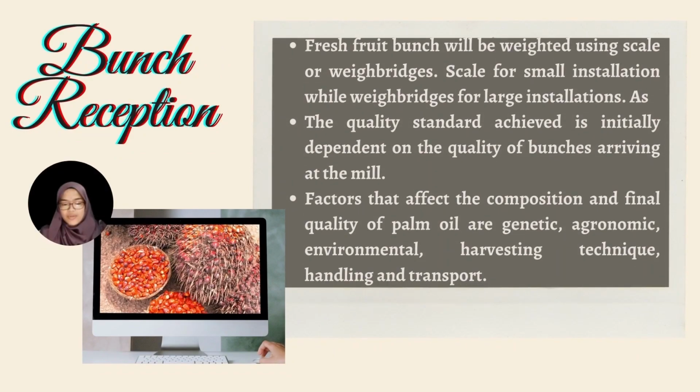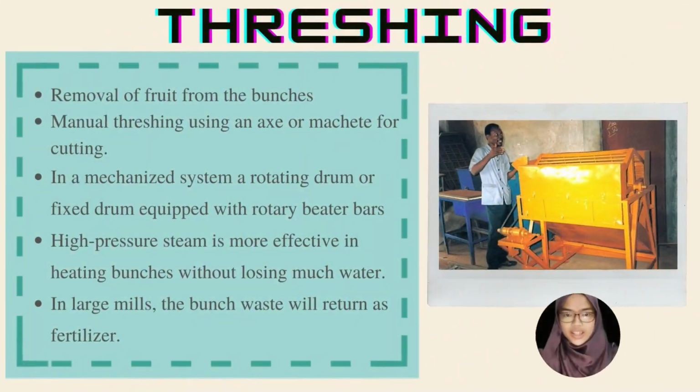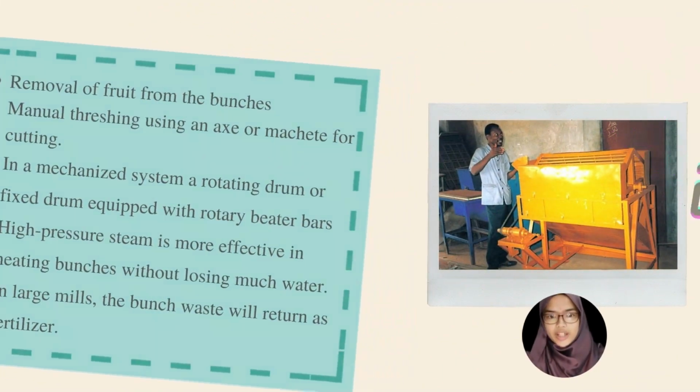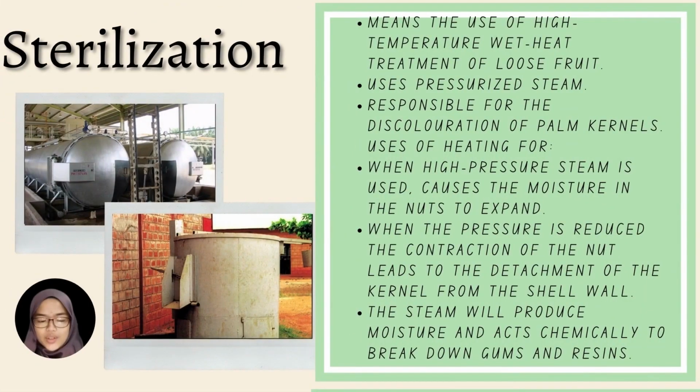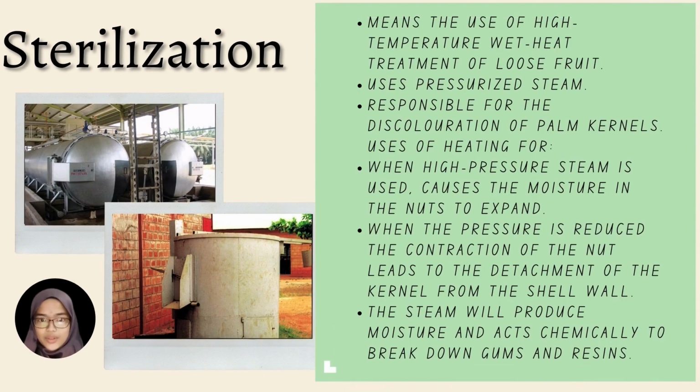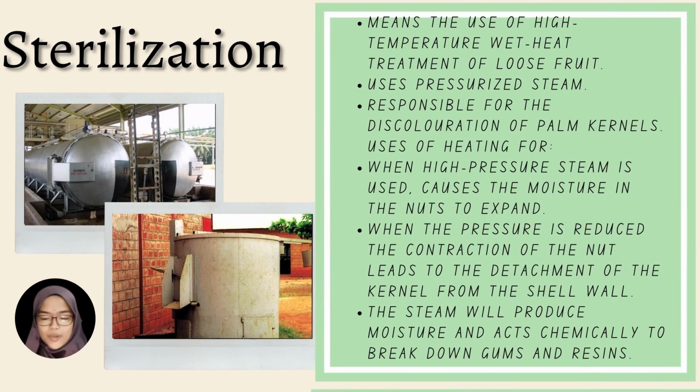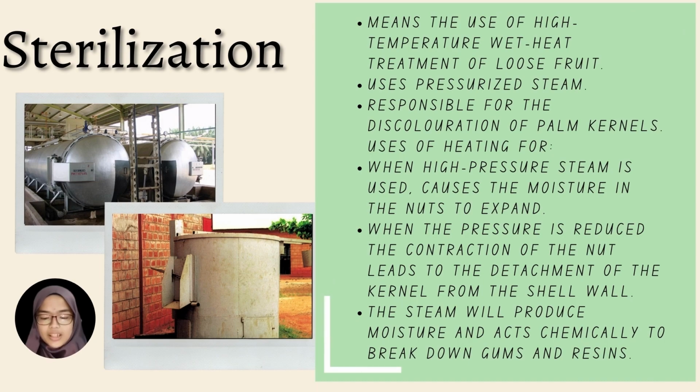Bunch reception: fresh fruit bunches newly arrived will be weighed using a scale or weighbridge. The quality standard achieved depends on the quality of bunches arriving at the mill. Threshing is the removal of the fruit from the bunch. Sterilization means the use of high temperature wet heat treatment of loose fruit. The steam will produce moisture and acts chemically to break down gums and resins.